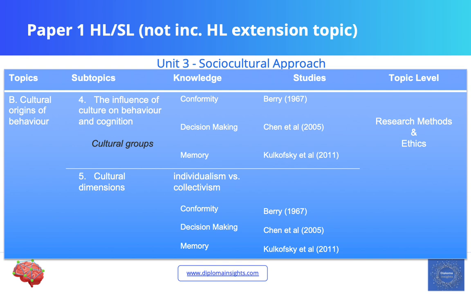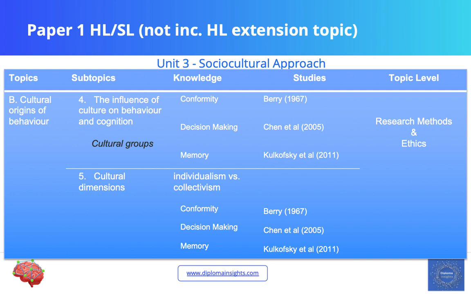For research methods, we can select anything from this table because research methods will be asked at the topic level, not the subtopic levels. So a research methods question is going to ask you about cultural origins of behaviour and the methods that are used to investigate this topic.